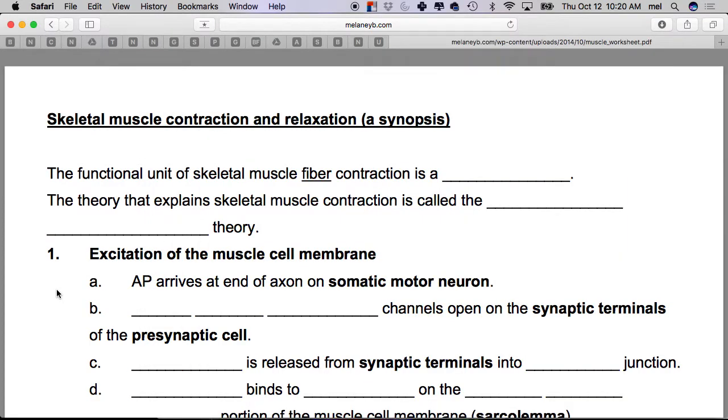We are going to go through this worksheet. You got it? Did you download it? Either digital or physical copy, one or the other? Okay, so here's how we are going to do this. This is a good review overview of all of the steps of contraction and relaxation in muscle. And what we're going to do with it is go through it and you guys are going to answer the questions.